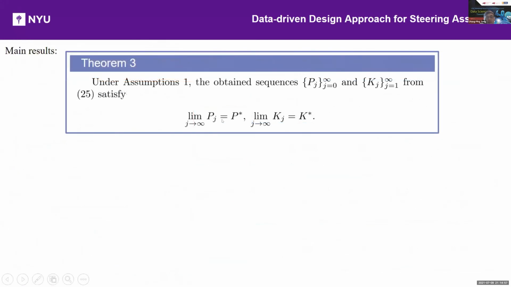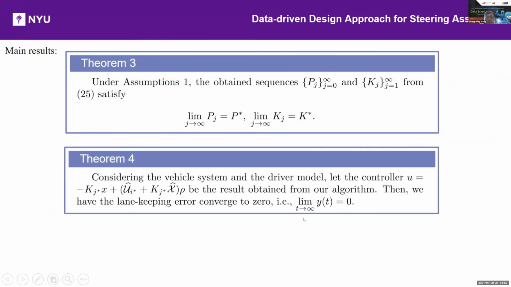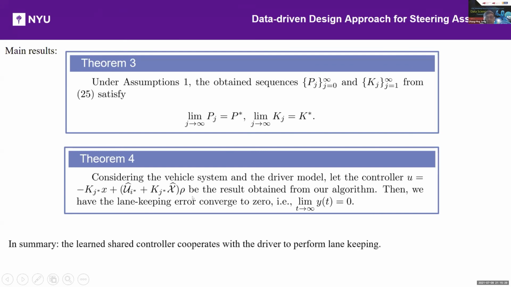All right, so I skip the proof. We can also prove convergence of the output signals, which means the vehicle will be able to solve this lane keeping problem. So the lane keeping error will converge to zero, and also the internal system is stable, so we can ride the vehicle safely. There's no instability or safety concern about the learning algorithm. Mathematically, we can prove that at each learning step, K_j will be a stabilizing controller.